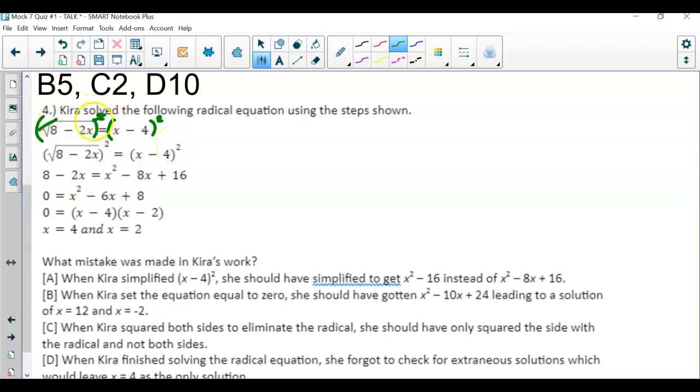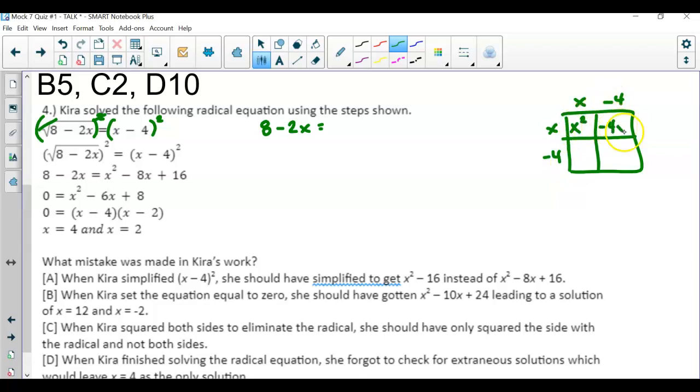So then if I were to continue solving this, I now have the radical cancel out, and I'm left with 8 minus 2x, which is equal to, remember that's x minus 4 to the second power, so we do need to do box method. So that's x minus 4 times itself, x minus 4, which gives you x squared, then -4x, -4x, and +16. So after combining like terms, you have x squared minus 8x plus 16. So does everything match? Yes.